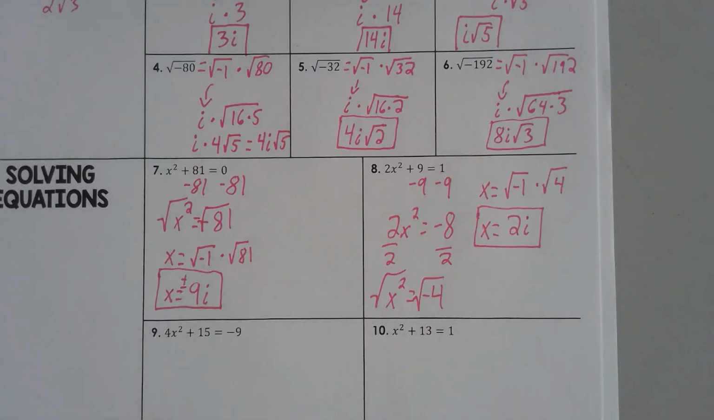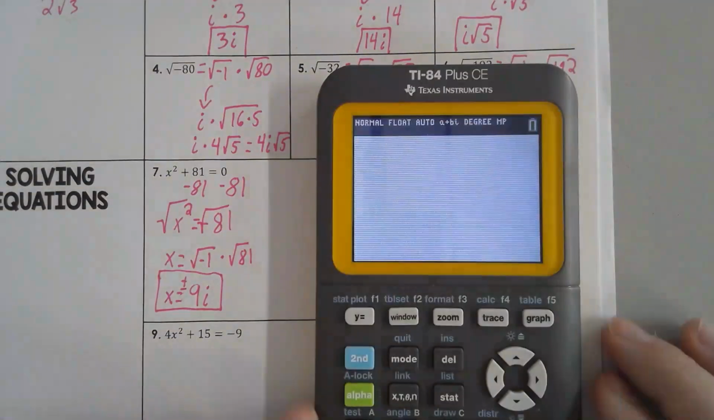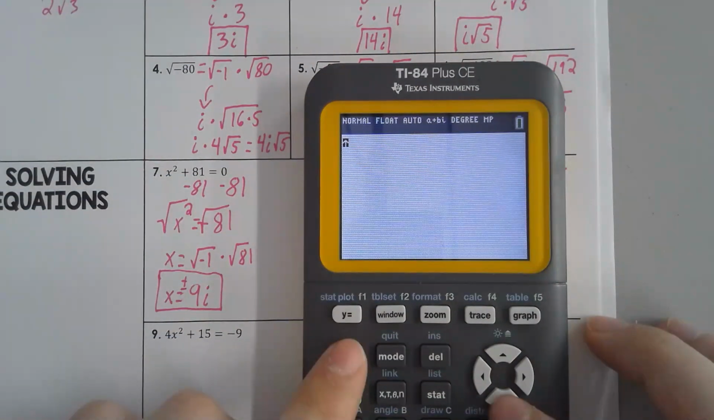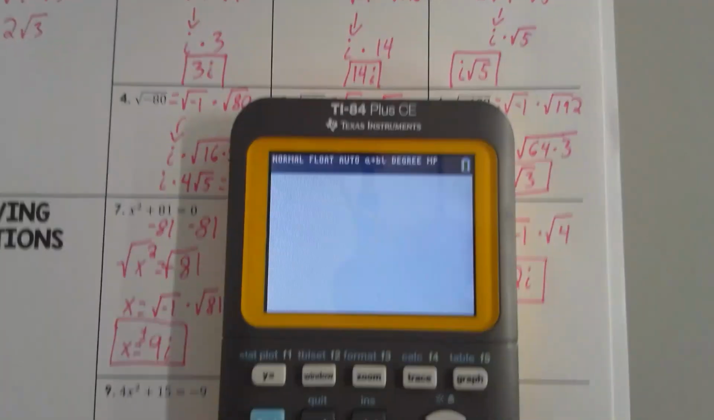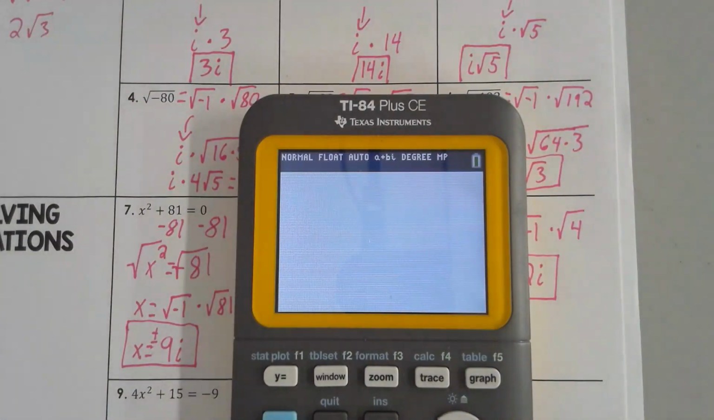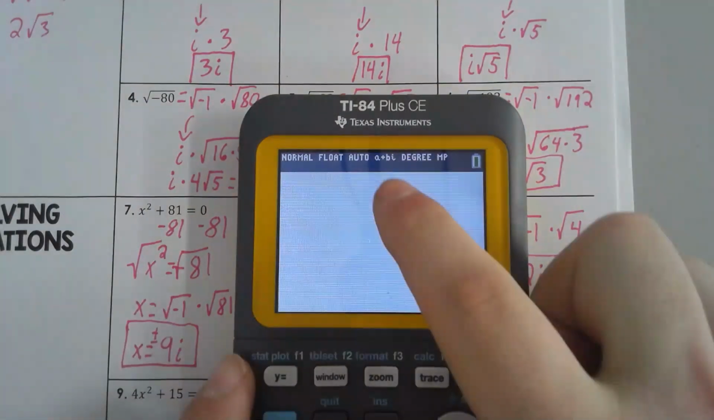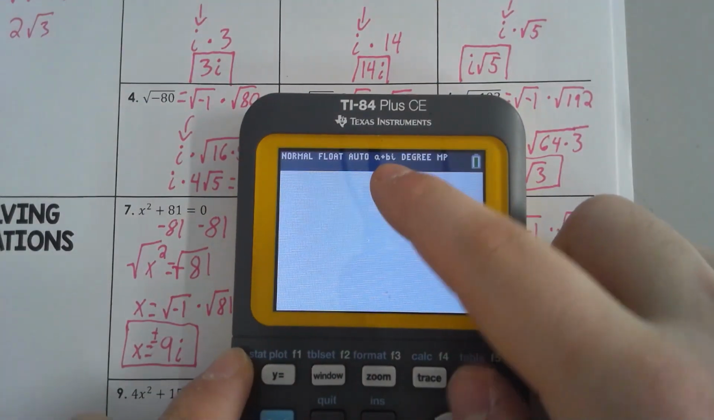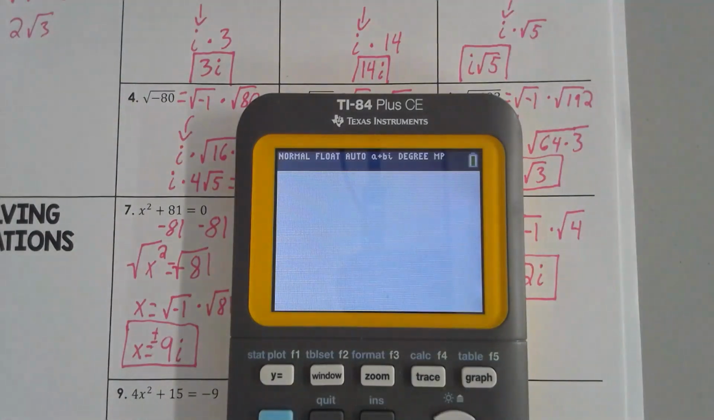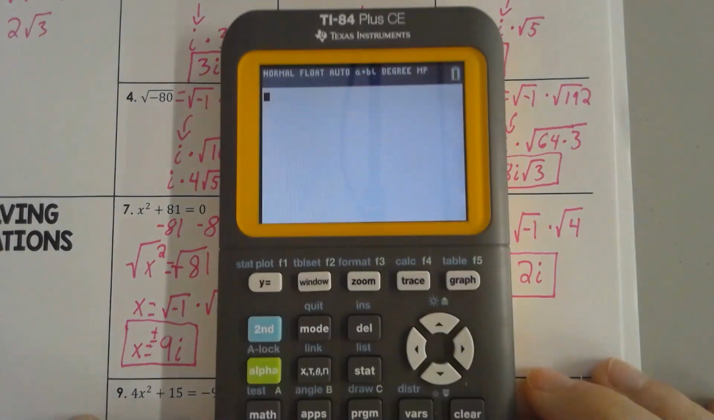So, everybody have a calculator? If not, you will need one. You'll be glad you had it. Make sure real quick, first, at the very top of your screen, that it says, like mine, A plus BI. It might also say real. Does yours say real? Yes. Okay. Here's how you will fix it.